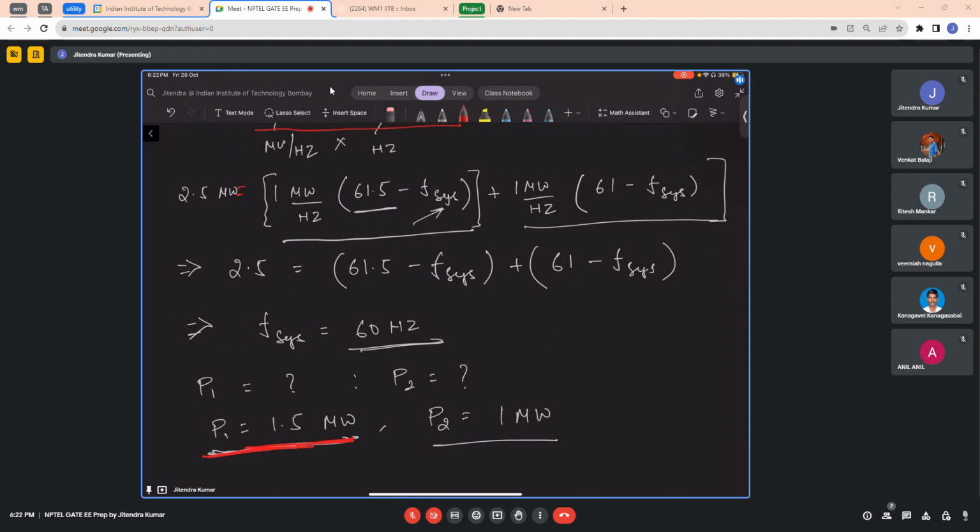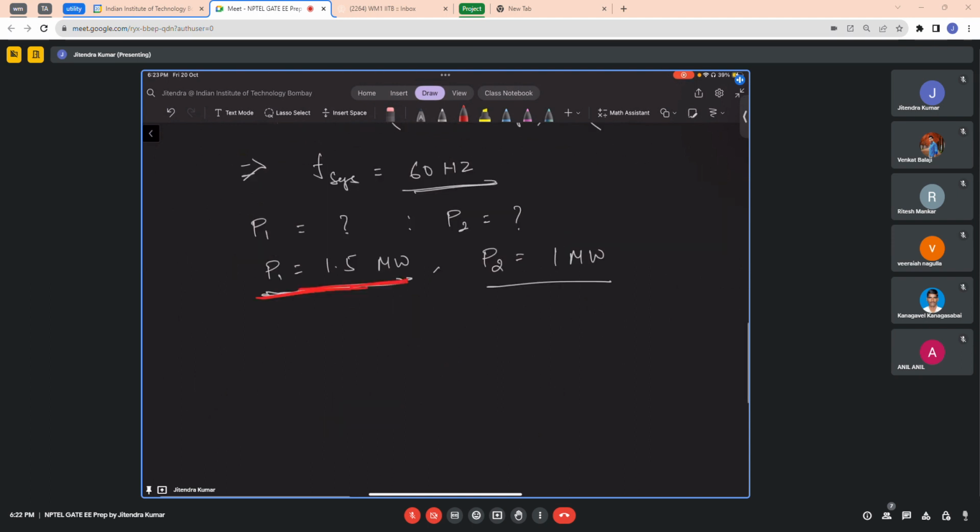So basically, if you want to supply higher power, you just need to increase the no load frequency of the machine if your droop characteristics are the same. Otherwise, you can improve the droop characteristics as well. That is another way, right? So I hope this part is clear to you.